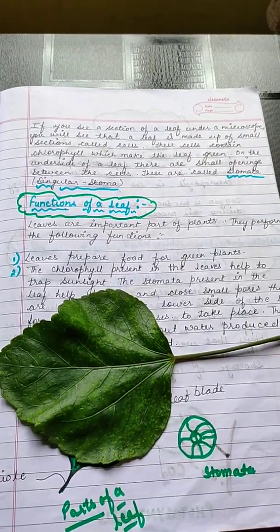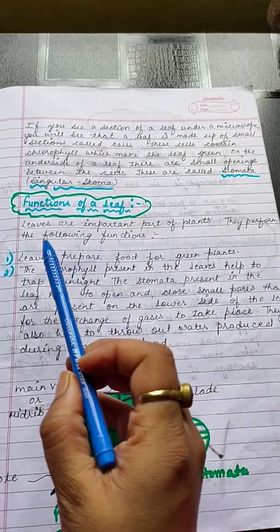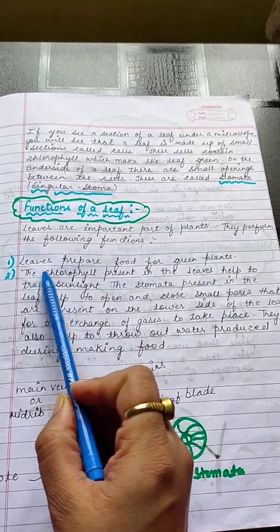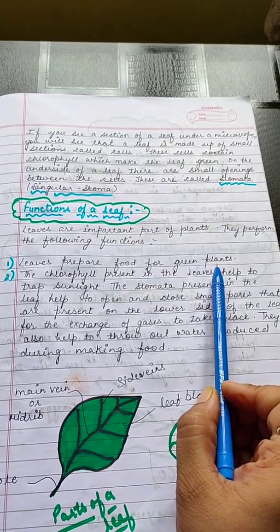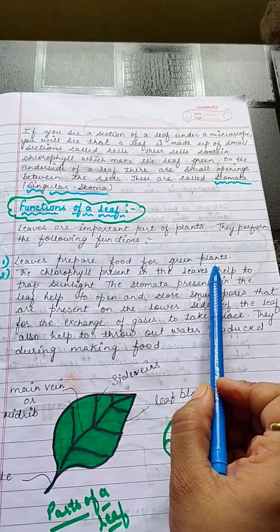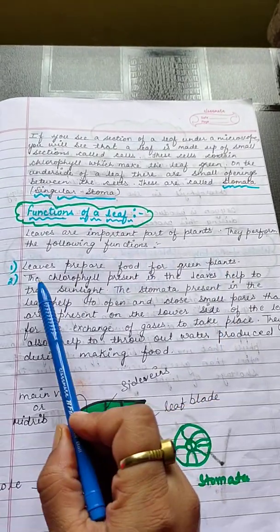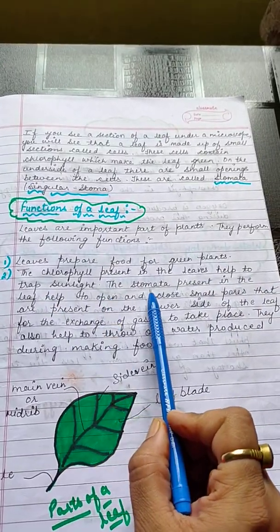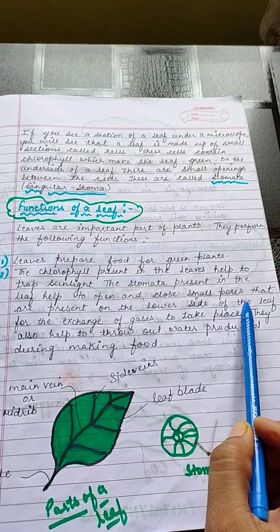Now next is function of a leaf. Leaves are an important part of plants. They perform the following functions. Leaves prepare food for green plants. As you all know, leaves prepare food for green plants, that is why they are called the kitchen of the plant or food factory of the plant. The chlorophyll present in the leaves helps to trap sunlight. The stomata present in the leaves help to open and close small pores.